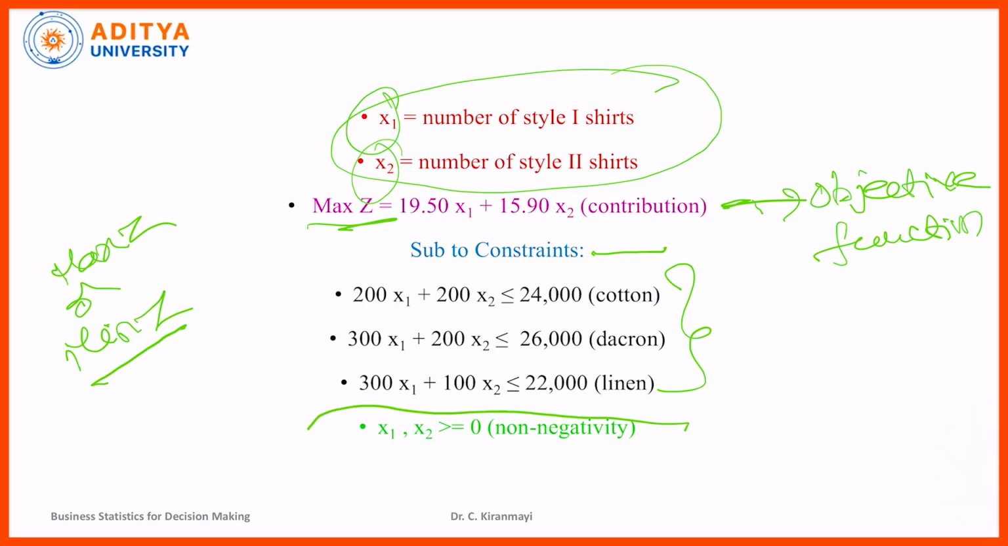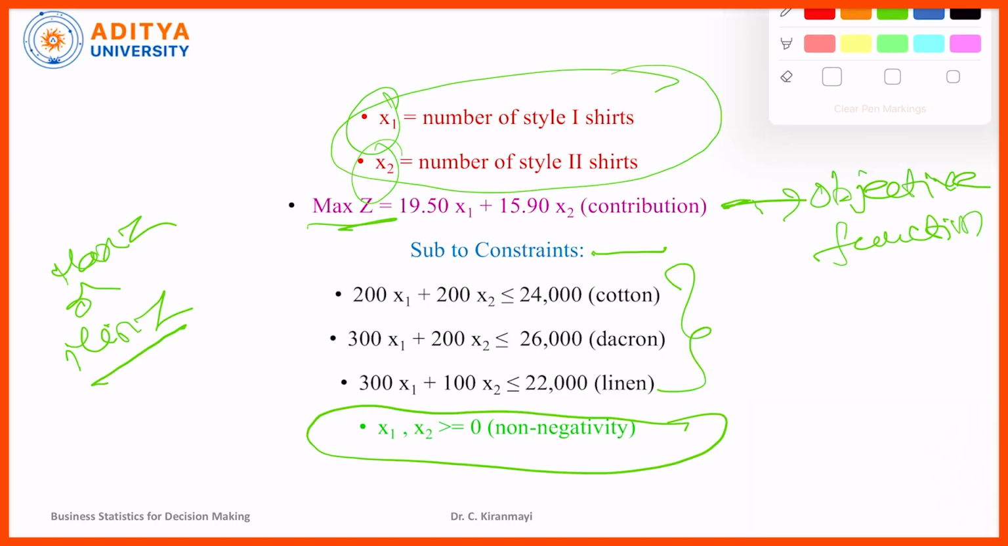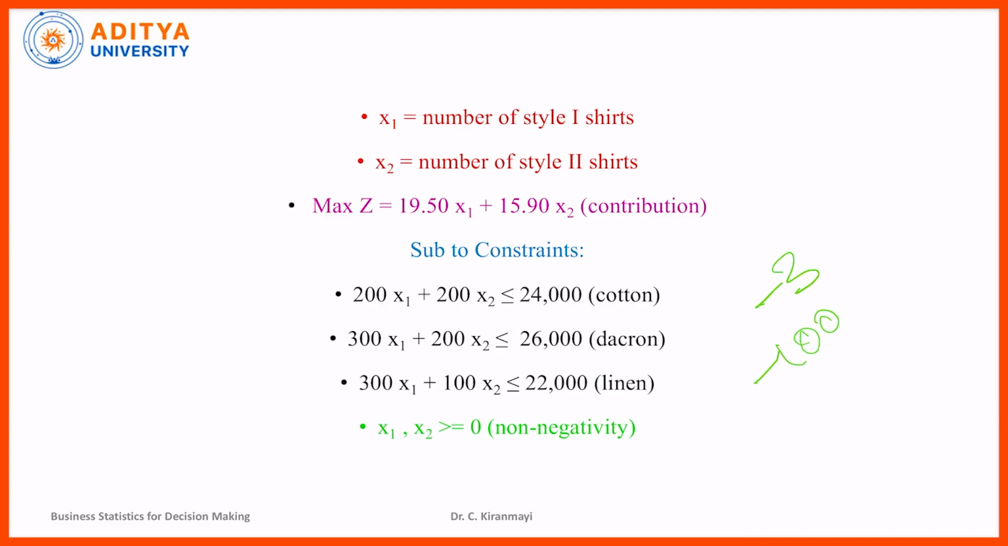The last part of this linear programming problem is the non-negative constraints. What is this non-negative constraint? Here X1, X2 are called decision variables. X1 denotes the number of style 1 shirts to be produced, and X2 denotes the number of style 2 shirts to be produced. So, X1, X2 can never be negative. We never say that minus 3 shirts or minus 100 shirts are to be produced. 0 shirts means the company is not going to produce any shirt.